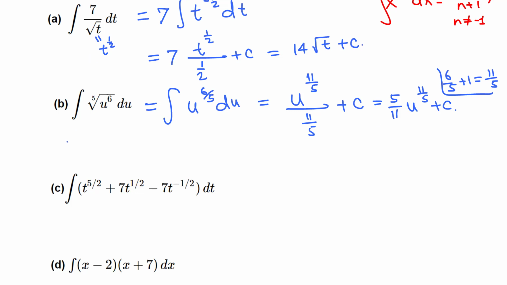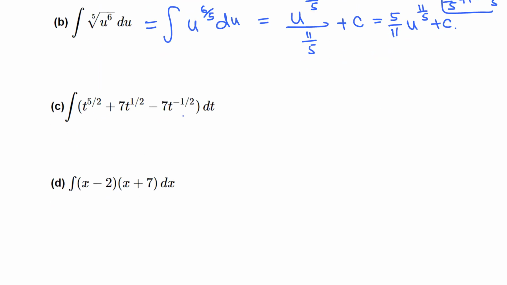Okay, part C, we have 3 different terms, so we need to find the integral of each term here. t raised to some power, so we're going to use the power rule. Simply, the antiderivative of the first term plus the antiderivative of the second minus the third. So here t raised to n plus 1: 5/2 plus 1, what is that? 1 is 2 over 2, so 7/2. t raised to 7/2 divided by 7/2. That is for the first term.